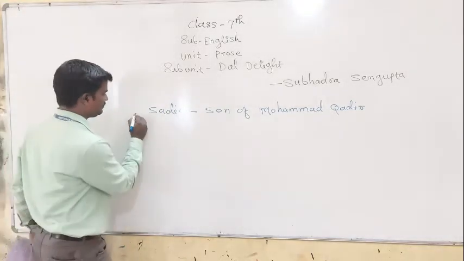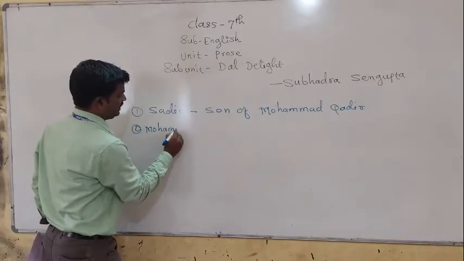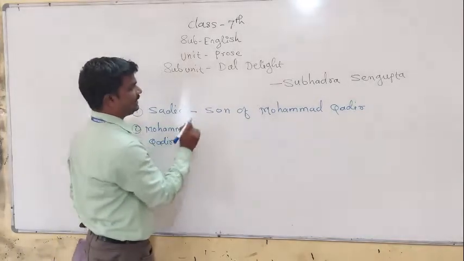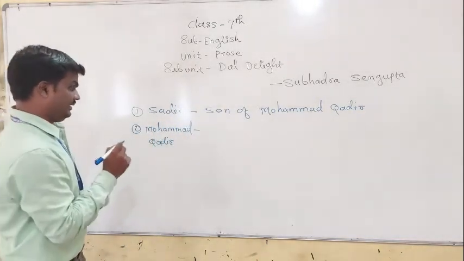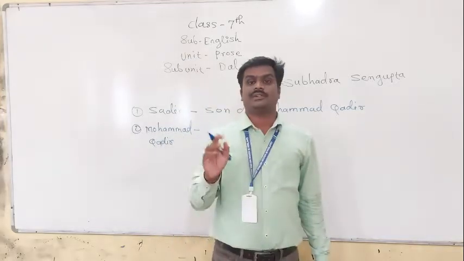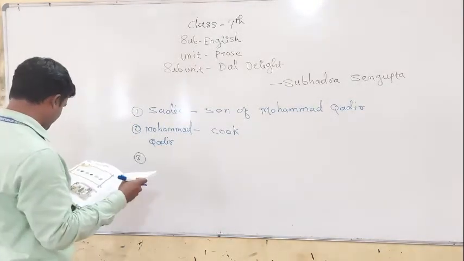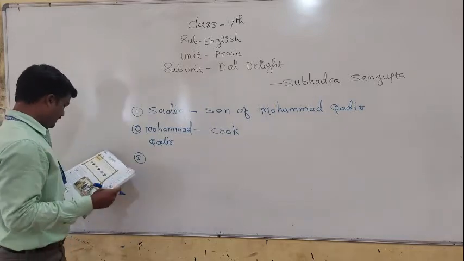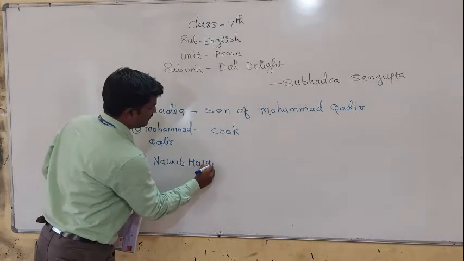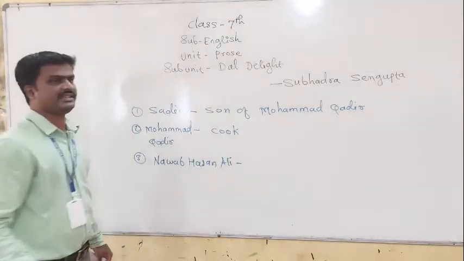The second character is Muhammad Qadir. He is a cook by profession. The third character, around whom the story revolves, is Nawab Hasan Ali. Nawab Hasan Ali is the next important character.